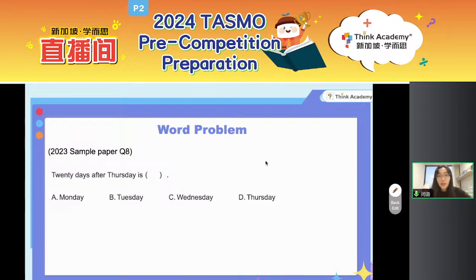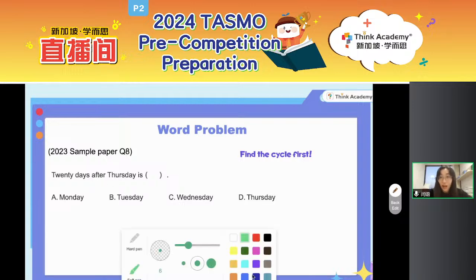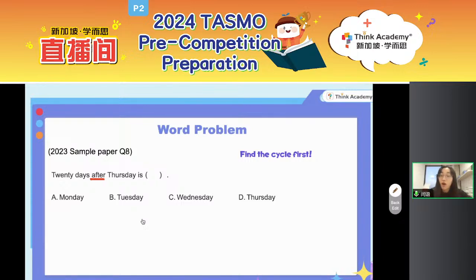For calendar problems, the most important thing is you need to find the cycle, okay? And here, everyone, what is the key word in this part? That is "after". So firstly, think about it. What is the cycle of the week here?